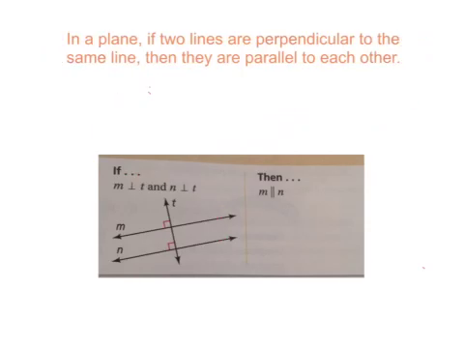Our next conclusion is if in a plane two lines are perpendicular to the same line, meaning they form a 90-degree angle, then they are parallel to each other. So we're saying that these two lines are perpendicular to the same line, meaning we have a 90-degree angle at the top and a 90-degree angle here. So if they're forming two 90-degree angles, these lines must be parallel to each other.